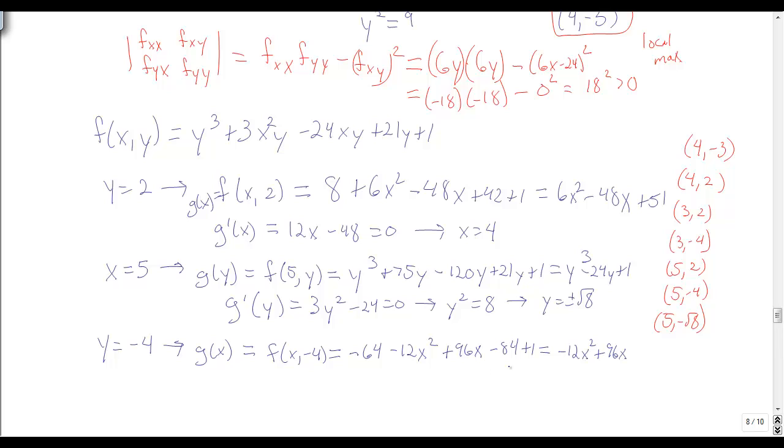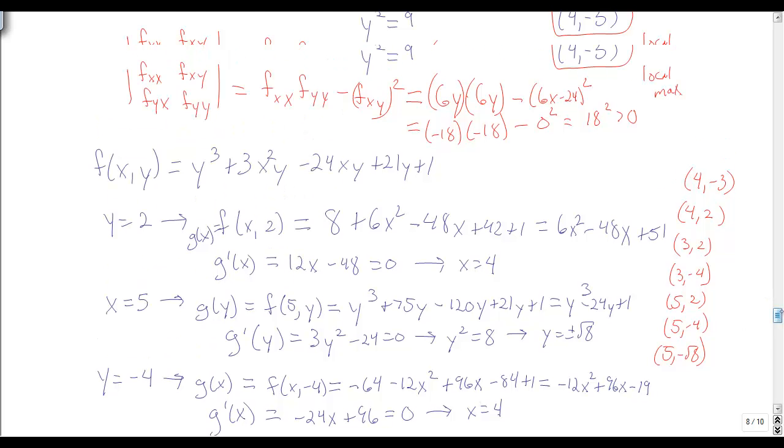And we get 64 minus 84 is -20 plus 1. That's -19. Again, the constant doesn't really matter because I'm going to take g prime of x here, which is going to give me -24x plus 96. And I want to set that equal to 0 to find the critical point along the line y equals -4. This is going to lend itself to x equals 4. So I get a point when x is 4, y is -4.